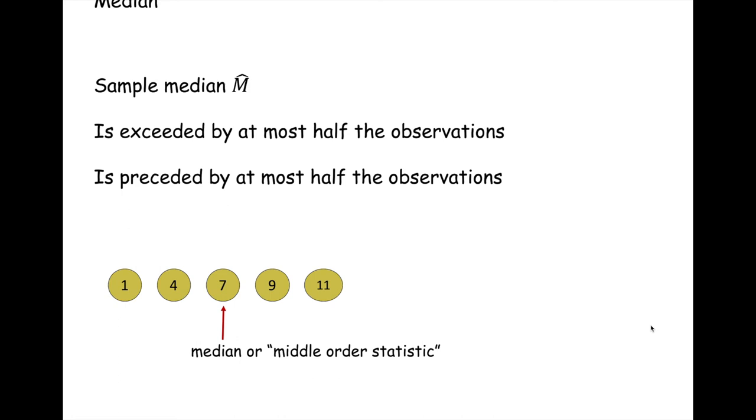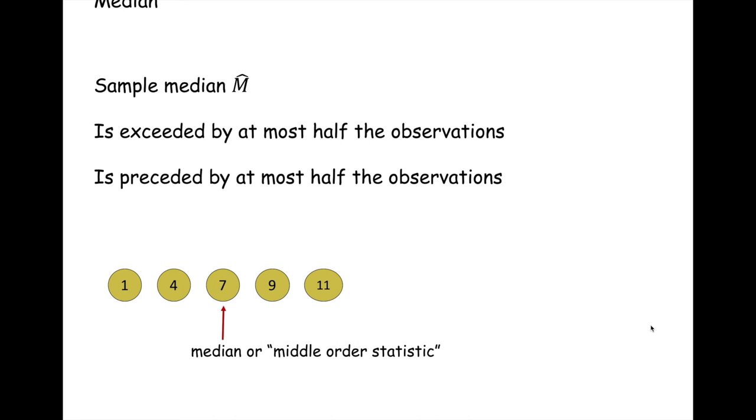So what is the sample median M hat? It's exceeded by at most half the observations. That means no more than half the observations, your measurements, are bigger than M hat, and it's also preceded by at most half the observations. You've also seen in the literature the term middle order statistic. It's the order statistic, i.e., the function, that gives you the middle element in some sorted order. Here in this example we have a list of samples with values 1, 4, 7, 9, 11 in non-decreasing order. There are 5 of them, and 7 is the middle order statistic, or the sample median.